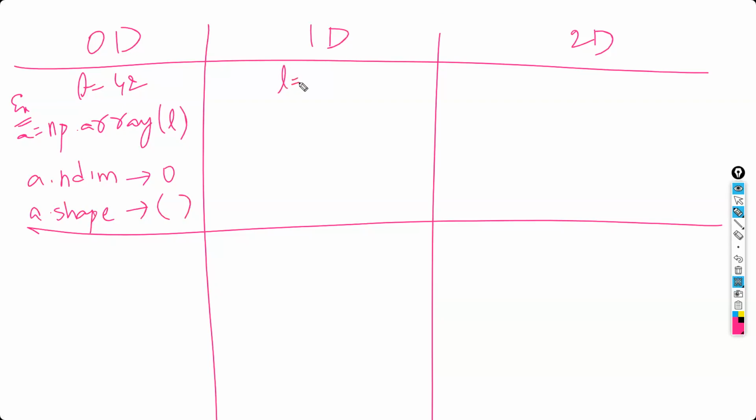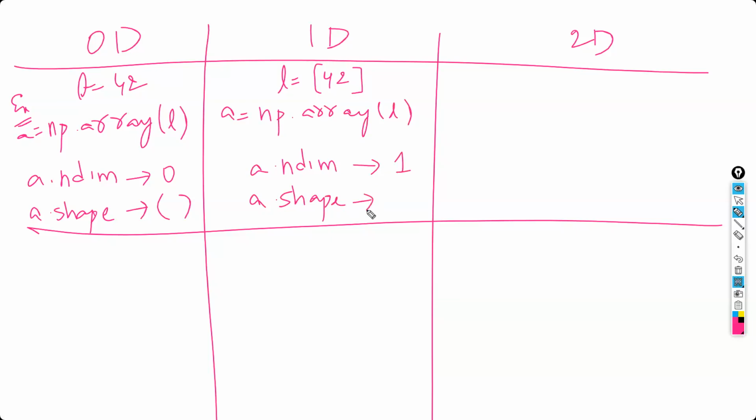Next, L is equal to list of 42. Don't write simultaneously, focus clearly. Okay, I will give you time to write. L is equal to list of 42. A is equal to np.array of L. Means now you are converting this to array. Now what is the ndim? Ndim is one dimensional. And what is the shape of this one? Means (1,). Only one item is available, so 1 comma. L is equal to, within the list, one more list of 42.